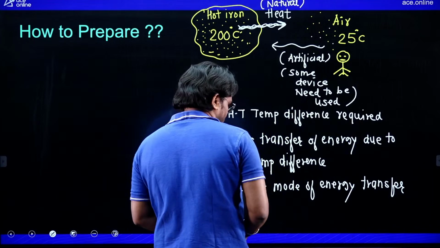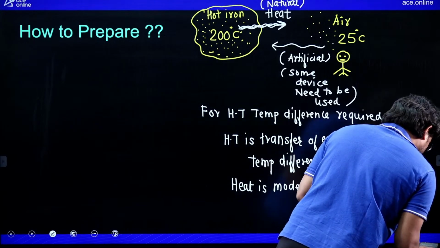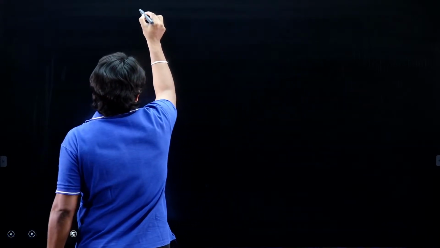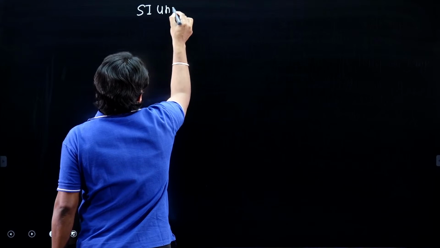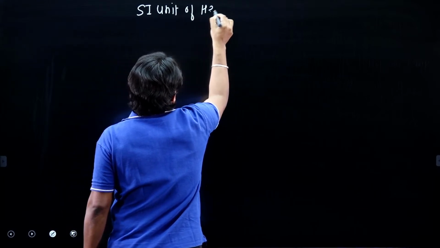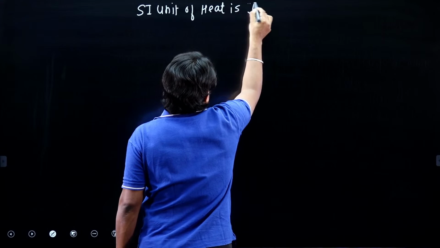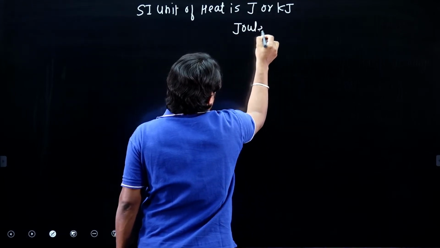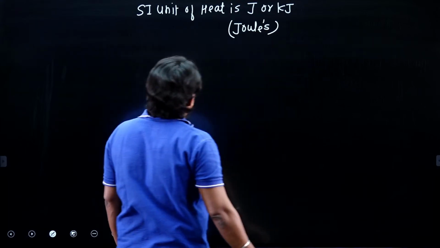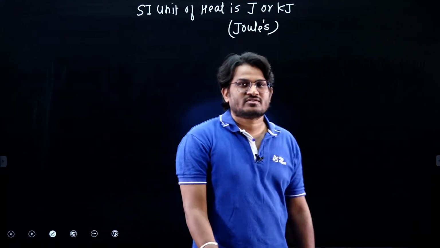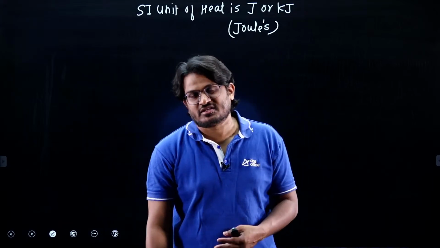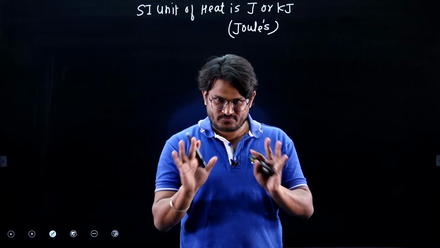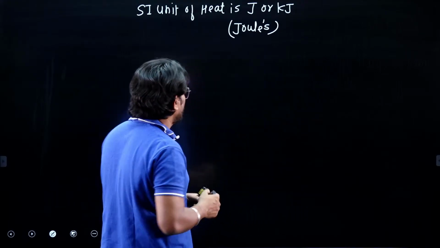Now, so heat is what? Heat is a mode of energy transfer, right? Now please listen carefully. The SI unit of heat is joule or kilojoule. Make sure it is joules. Why? Because heat is nothing but the transfer of energy, so the energy unit is joule only. Joule is the unit of energy, right?